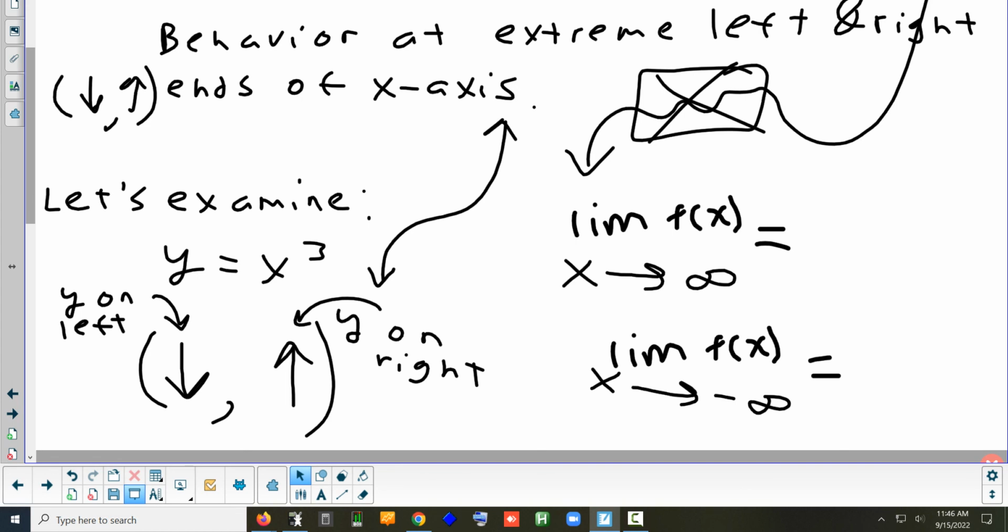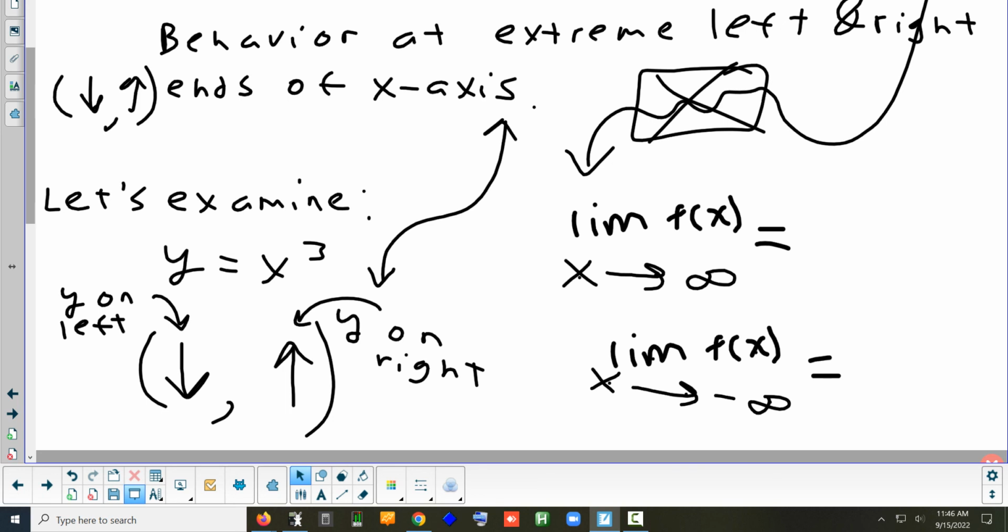This notation, let me read it exactly the way it's written, and then I'll read it simplifying it a little bit. This is pronounced the limit, that's what that stands for, the limit of f of x as x approaches infinity, and the limit of f of x as x approaches negative infinity. This basically means what is happening to y as x heads to the right, and what is happening to y as x heads to the left. That's what that means. So let's look at this picture.